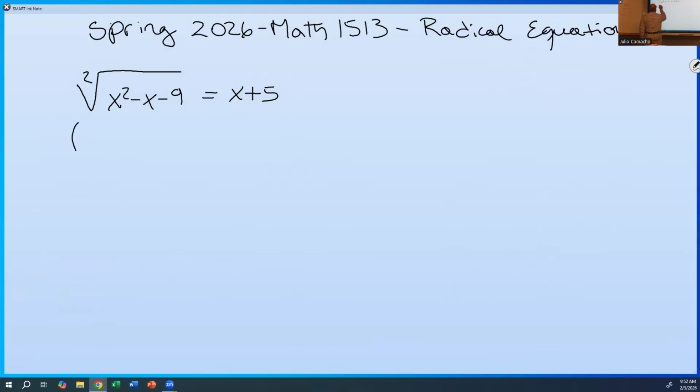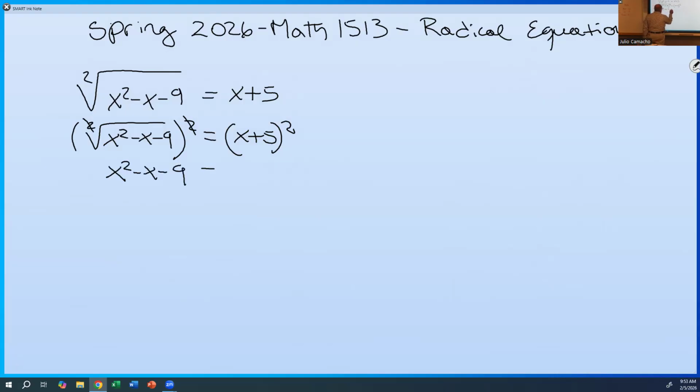So you have the square root of x squared minus x minus 9, and here you have x plus 5 to the second power. Here, the exponent cancels the index. And on the left side of the equation, you end with x squared minus x minus 9. How do you solve the right side?